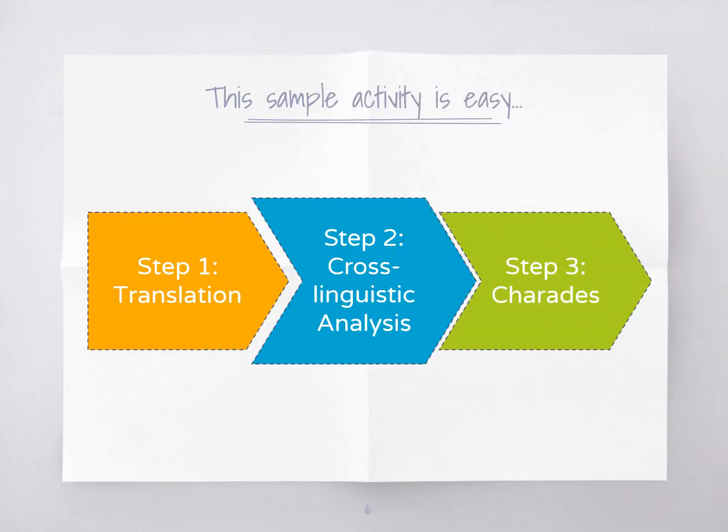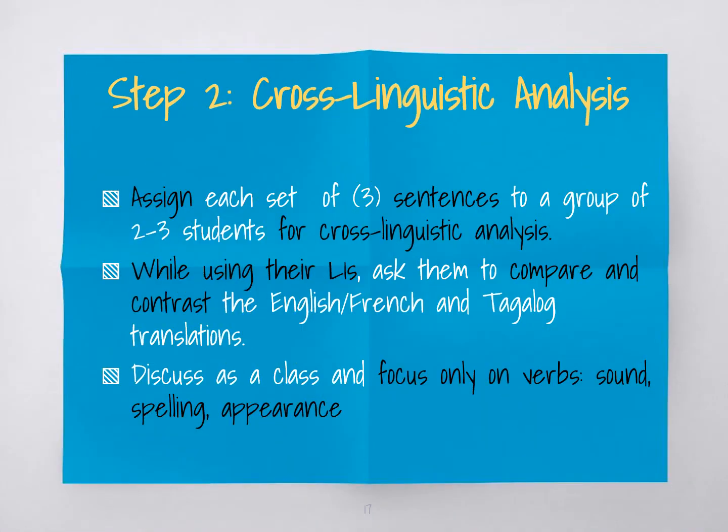Step 2. Cross-linguistic analysis. After translating all of your students' examples from English and French to Tagalog and then reading them aloud, assign each set of sentences to a group of 2 to 3 students for cross-linguistic analysis. This means while using their first languages, ask them to compare and contrast the English, French, and Tagalog translations. Let them focus on the verbs, the sound, the spelling, and the appearance of the words. After giving them some time, discuss as a class what they discovered, and hear about their cross-linguistic analysis.